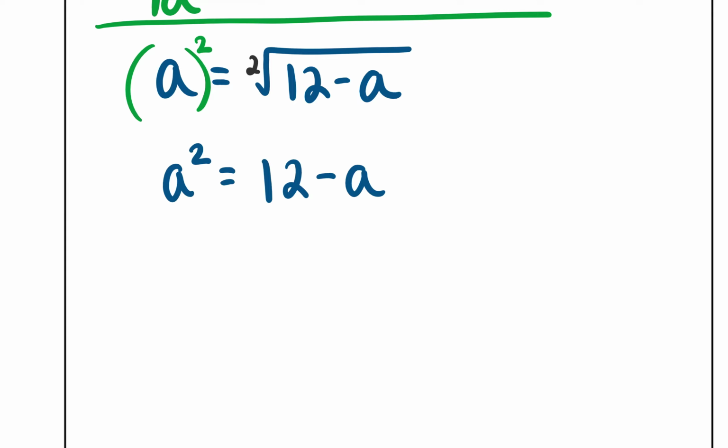Now you'll see these occasionally on your homework. So whenever I have a squared, anything squared, I want to move everything else to that side of the equation. So this a will come over here, and this 12 will come over here. Okay? So I'm going to end up having a squared minus a becomes plus a. 12 becomes minus 12.